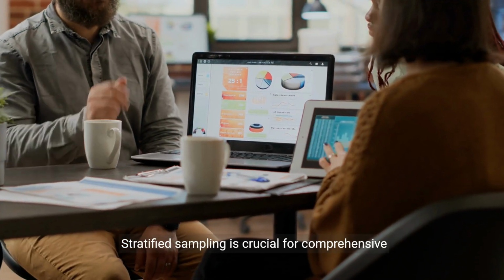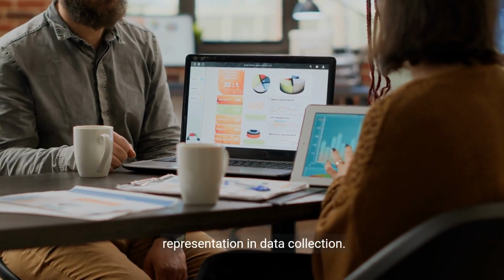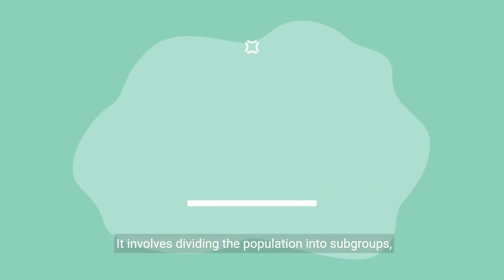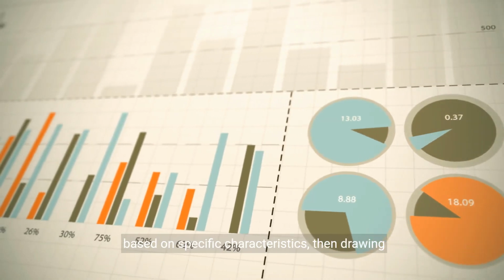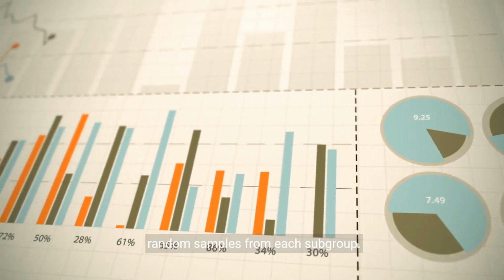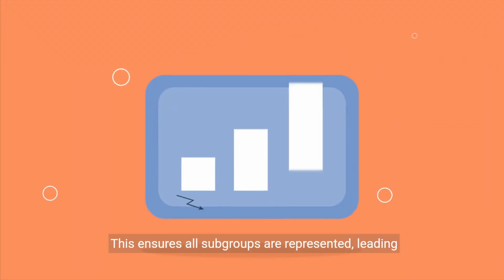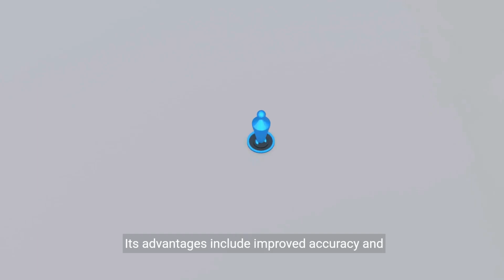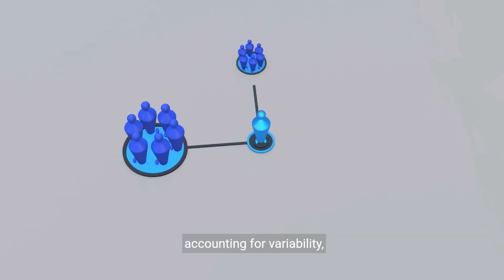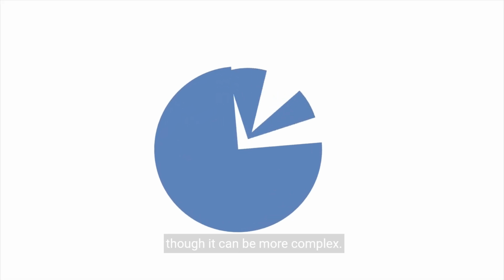Stratified sampling is crucial for comprehensive representation in data collection. It involves dividing the population into subgroups or strata based on specific characteristics, then drawing random samples from each subgroup. This ensures all subgroups are represented, leading to more precise results. Its advantages include improved accuracy and accounting for variability, though it can be more complex.